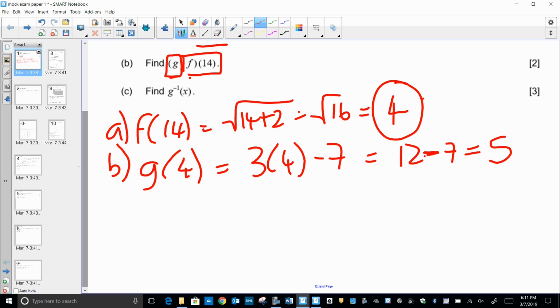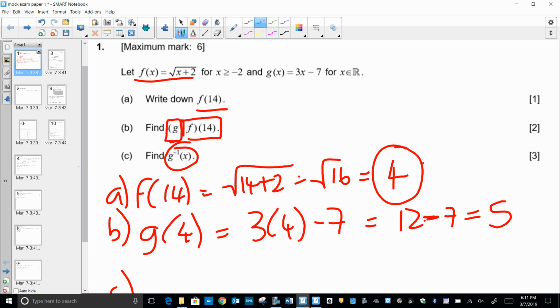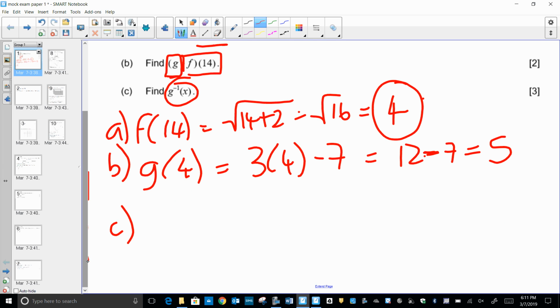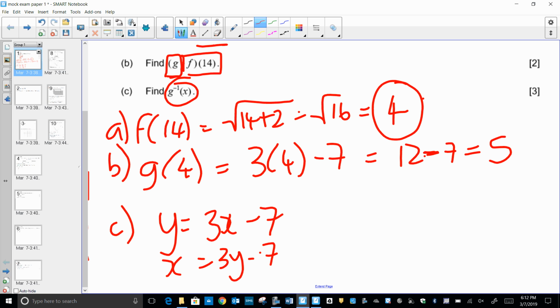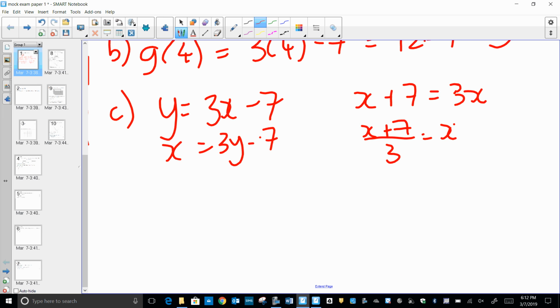g minus 1. The minus 1 indicates it's the inverse function. So we start off by saying y equals, switch x and y, rearrange, and y. And so g minus 1 of x is x plus 7 over 3.